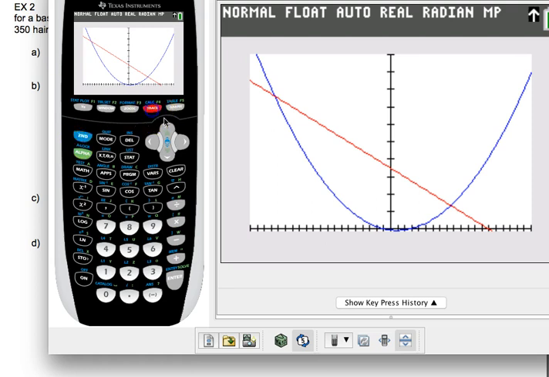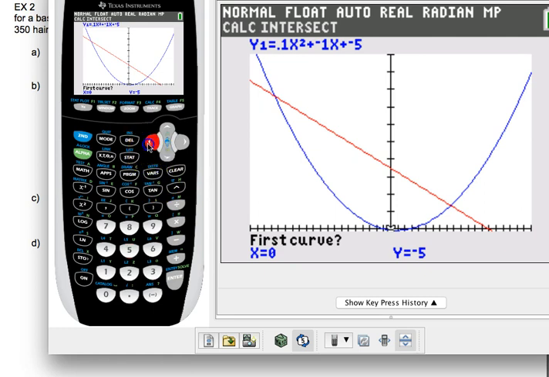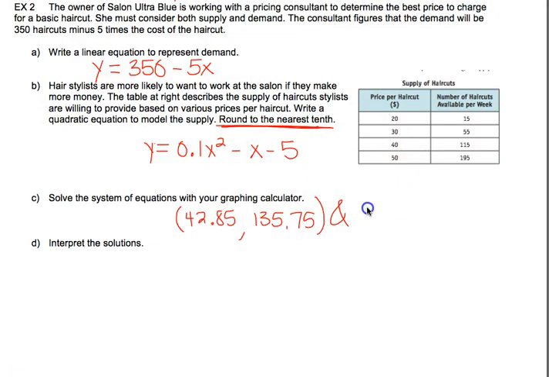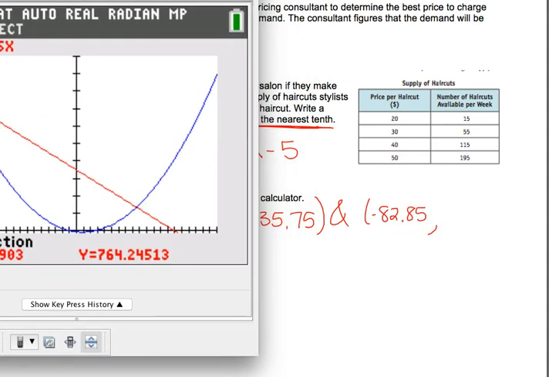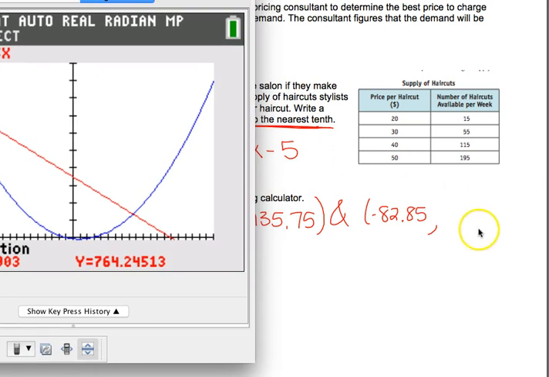So I need to find that other intersection point. So second, trace, intersect, and I need to move. Remember that if you don't move your little cursor close to it, it's just going to find the other intersection again. So enter, enter, enter, negative 82.85. And our Y is 764.25.